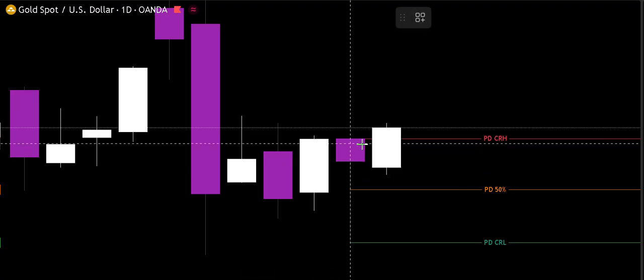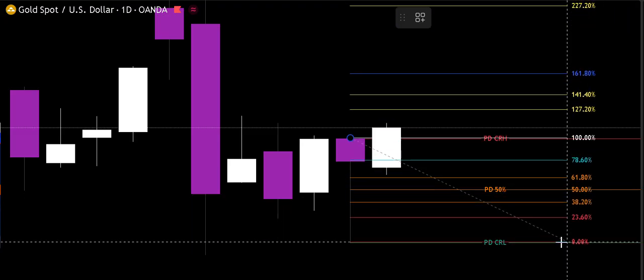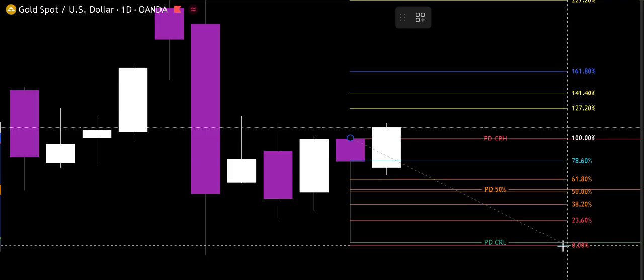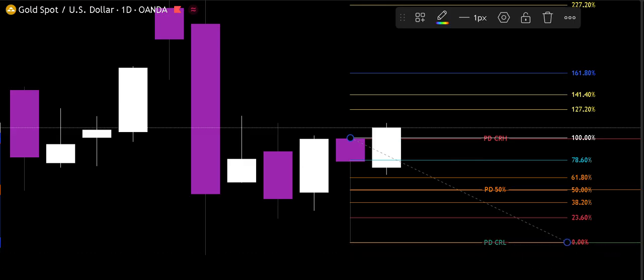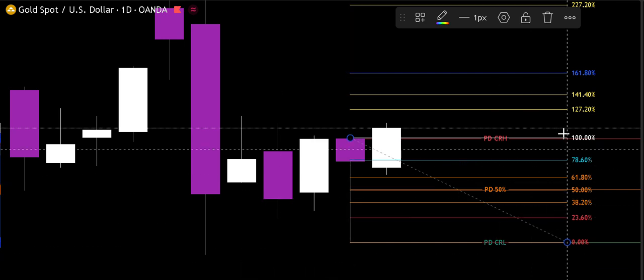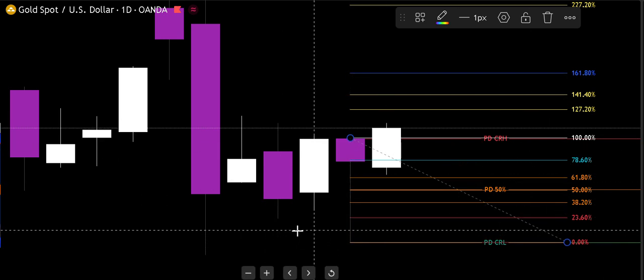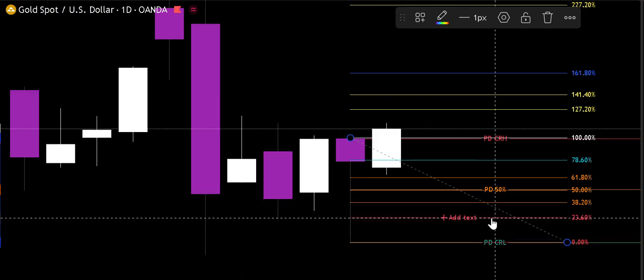After that, we bring the man of the match. Let us draw the fib from PDCRH to PDCRL. After that, we are done. When you look here, things look clean. The 50% is on the same line, which means they don't lie to us.